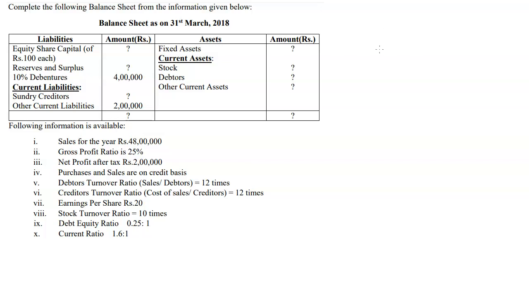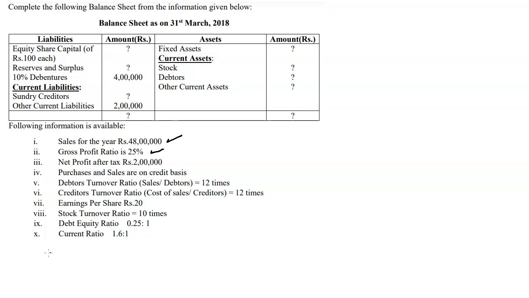We've been given a balance sheet with missing numbers, and we have some data, including ratios. So we're going to be building on the information that we have and filling up these question marks. They've given us sales for the year or revenue. They've given us gross profit ratio as 25%.